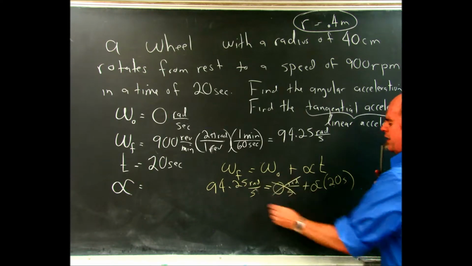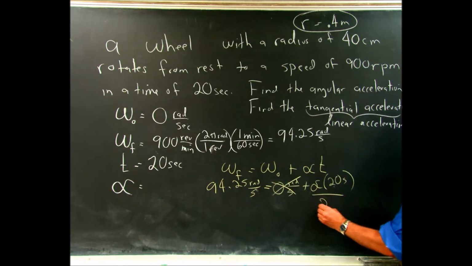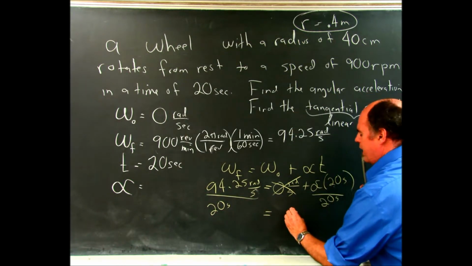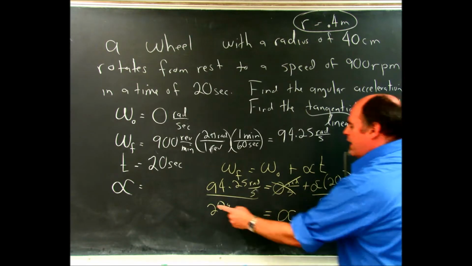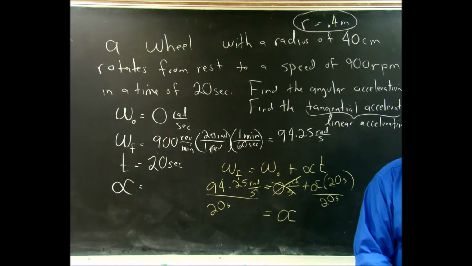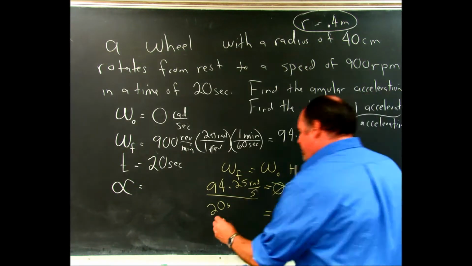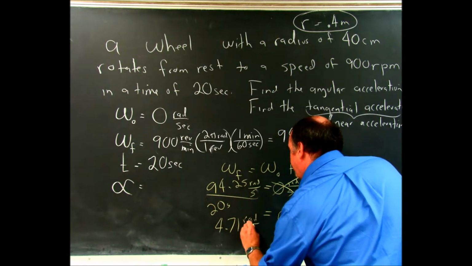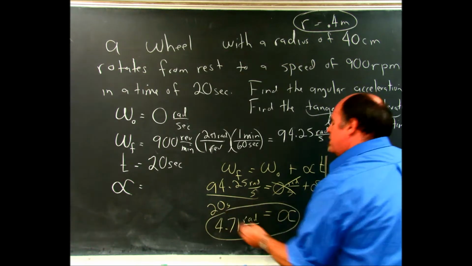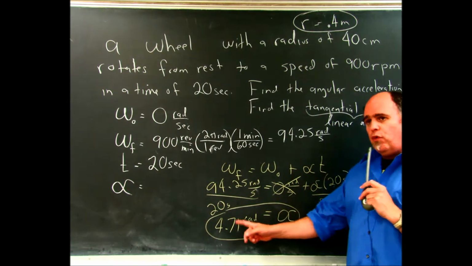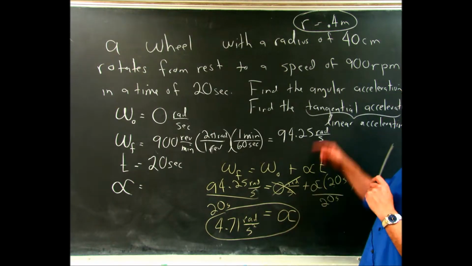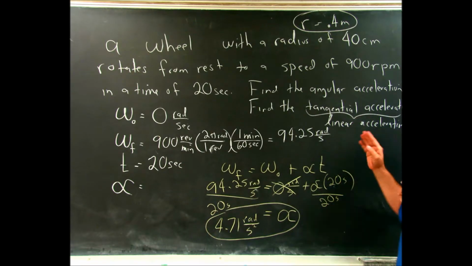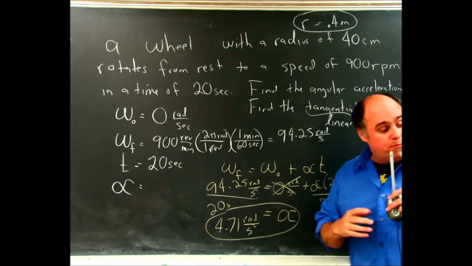So the 0 doesn't do anything here, it just cancels out. We'll divide both sides by 20 seconds. And we'll come up with the angular acceleration on one side, and on the other side, 4.71. So that means the angular acceleration is 4.71 radians per second squared. So we've got the first piece here. And now the second piece is, what's the tangential acceleration? What is basically the linear part of the acceleration?